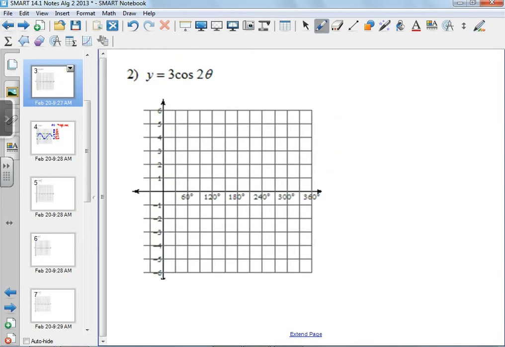Do me a favor. We're going to do number 2, but we're going to change the problem. I want you to scribble out this 2. I want you to change him so he just says theta. I'm not ready to throw you guys into the deep end yet. What do you suppose is the amplitude of number 2? It's a 3. So I'm going to go ahead and mark off an upper and lower line at 3 and at negative 3.